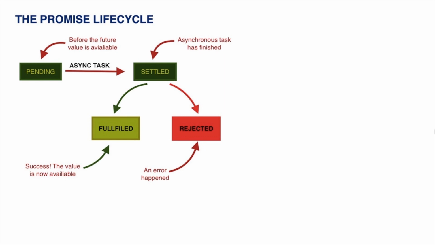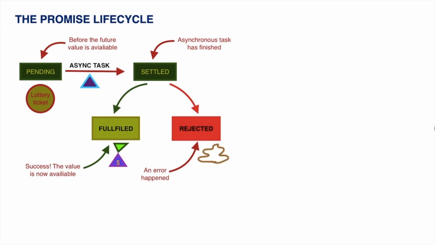Now let's go back to the analogy of our lottery ticket. The lottery draw is basically the asynchronous task which determines the result. Then once the result is available, the ticket will be settled. If we guess the correct outcome, the lottery ticket will be fulfilled and we get our money. However, if we guessed wrong, then the ticket basically gets rejected, and all we did was waste our money.